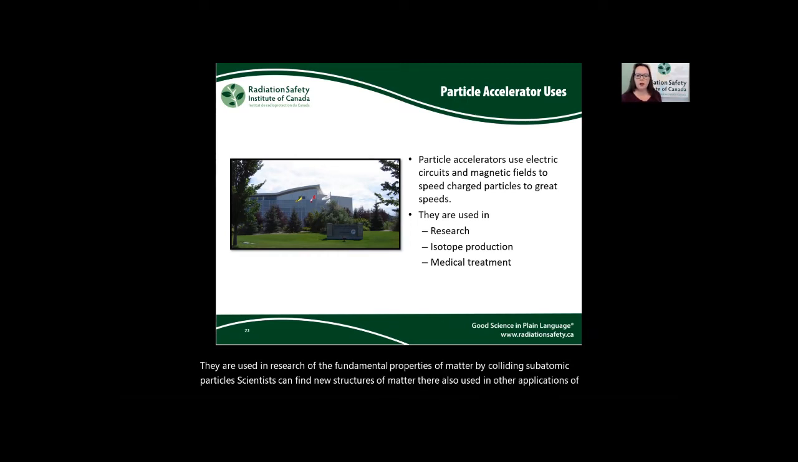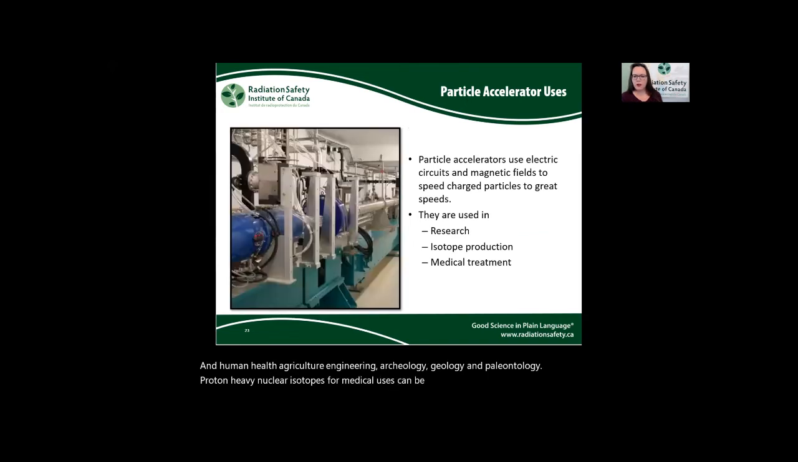For example, the Canadian Light Source in Saskatoon is a synchrotron, which produces beams of photons. Although it produces photons, a major component of its design is a linear particle accelerator. Scientists use it to do experiments in the areas of physics, chemistry, biology, animal and human health, agriculture, engineering, archaeology, geology, and paleontology. Proton-heavy nuclear isotopes for medical uses can be made using particle accelerators that produce beams of photons.